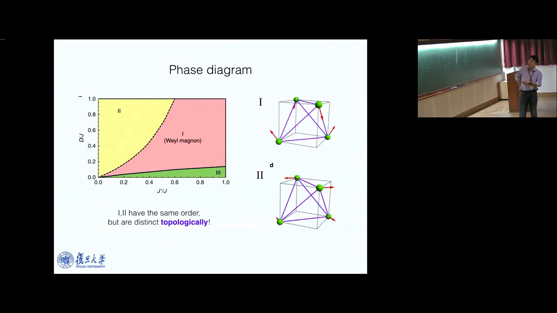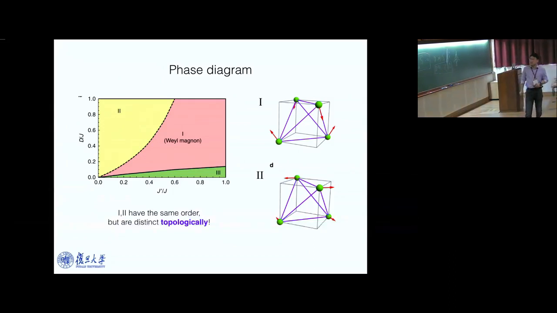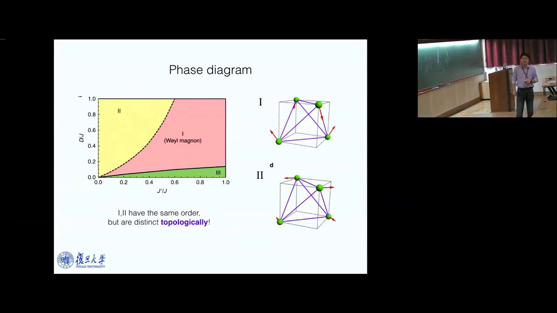So region 1 and region 2 have the same order, and they belong to the same phase. But there is a dashed line to separate them. They have the same type of symmetry breaking pattern, but they are distinct in a sense. Their excitations have distinct topological properties, but they are the same phase. They are distinct at the excitation spectrum level, but the ground state magnetic order is identical.